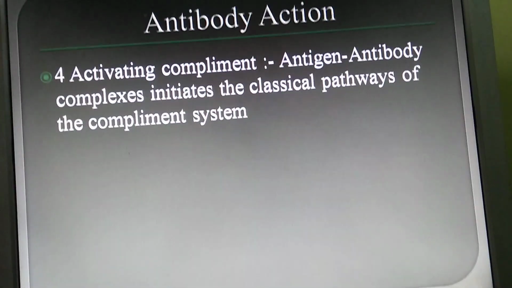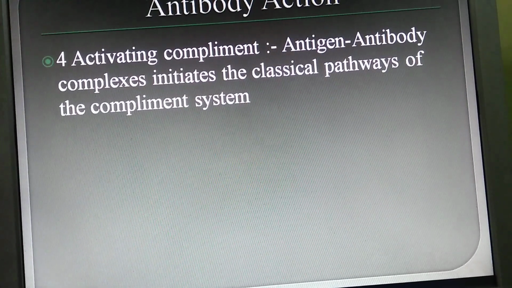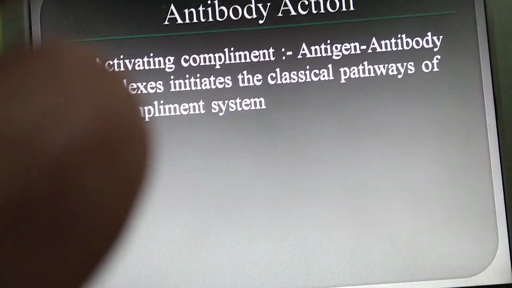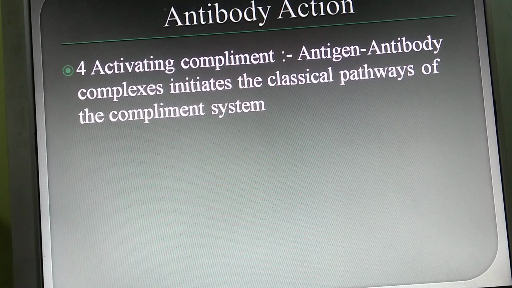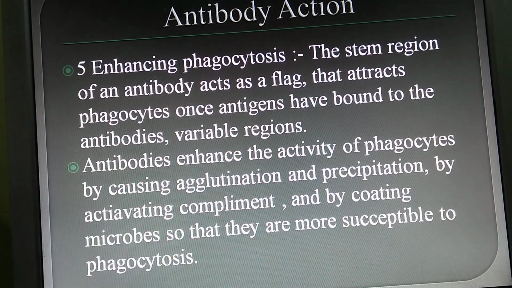Number 4 is activating complement. Antigen-antibody complexes initiate the classical pathway of the complement system. We will see later on how the complement system works.